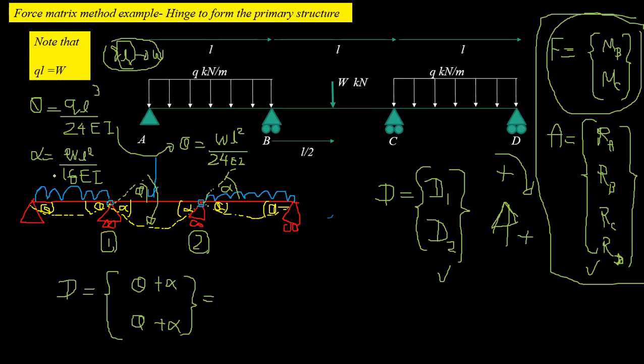So now you need to just add alpha and theta, right? So your common term is 48 EI, so it is 16 into 3, right? So here 24 into 2, so it's going to be both 5. You can take it out, 5 WL squared over 48 EI.